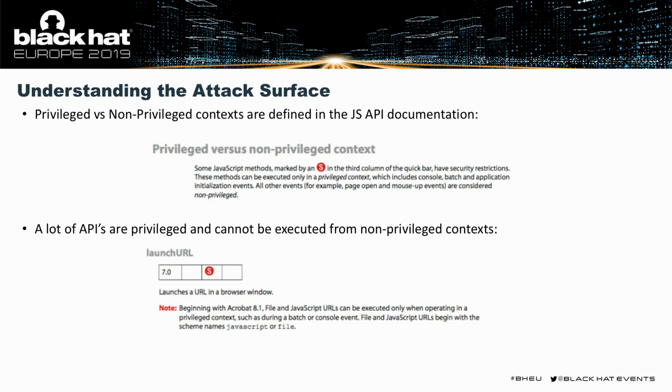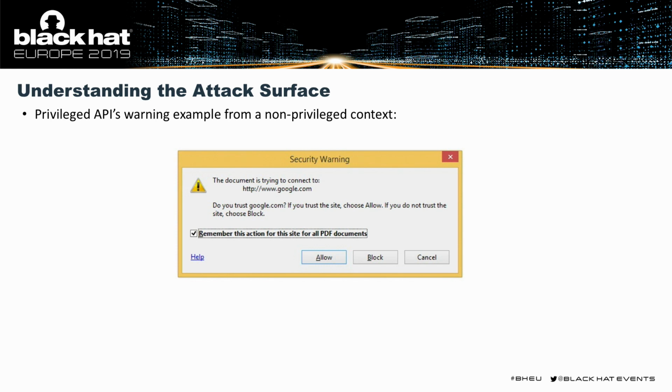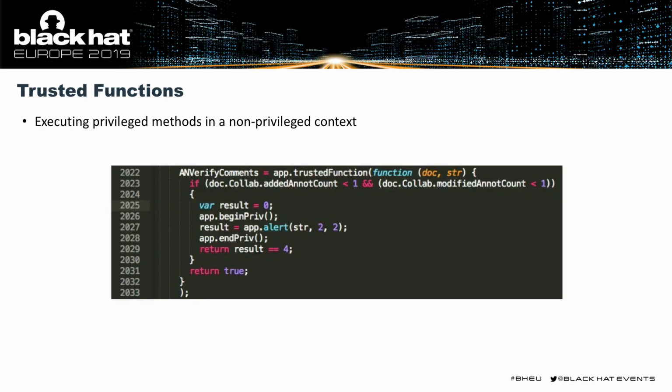By doc event, I mean when you open a PDF document inside the application, it basically runs with doc privilege, and you cannot execute these privileged APIs from the doc, right? So you actually need a way to do it. If you try to execute a privileged API from a doc context, you're going to get a security warning. This is an example of executing app.launchURL from the normal doc context. Because you don't have privileges to execute that, it's going to give you that warning, asking whether you want to accept it or not. That said, you can still execute privileged APIs from a non-privileged context.